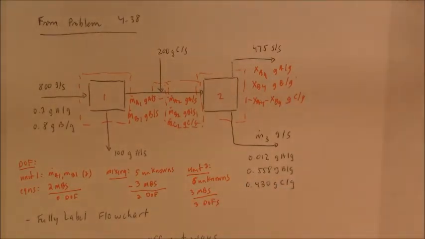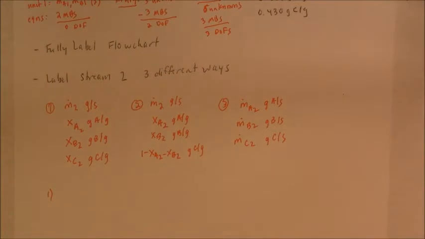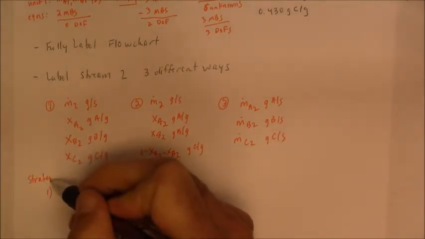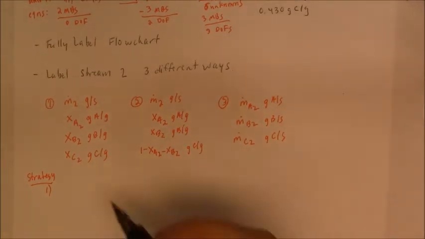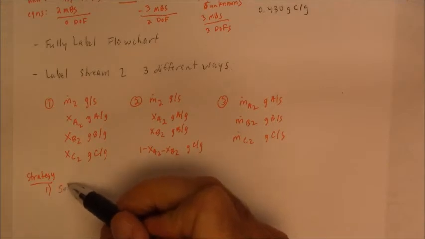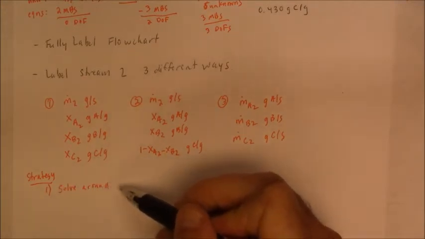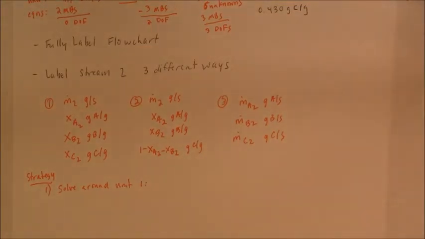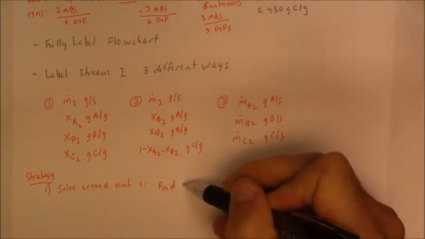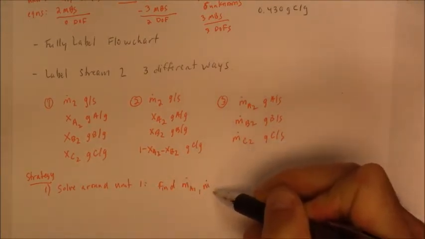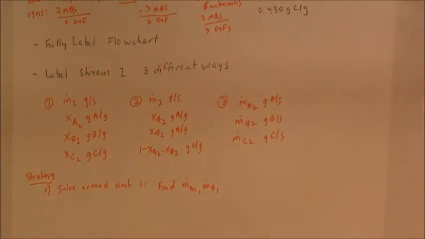So finally, we can discuss the order in which we can solve this problem. Because we have 0 degrees of freedom around unit 1, we can first, and again, this problem asks us to identify the strategy, not necessarily solve, but you could go ahead and solve it afterwards if you'd like. So our strategy is we're going to solve around unit 1, and by solving the material balances around unit 1, we can find MA1 and MB1. So that would take away 2 unknowns.